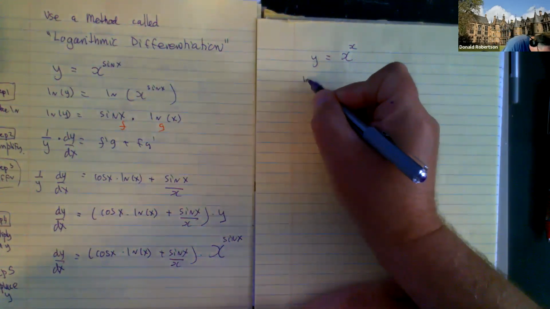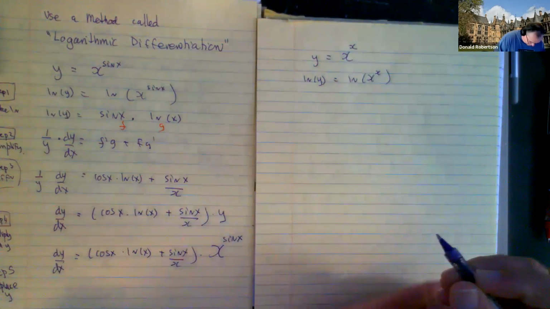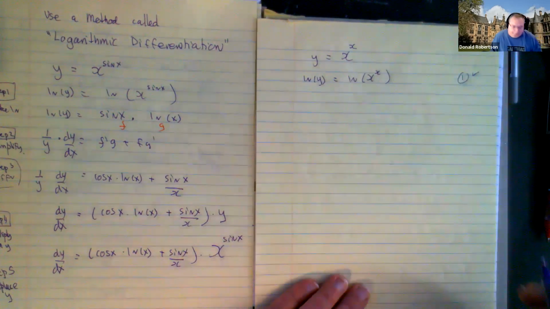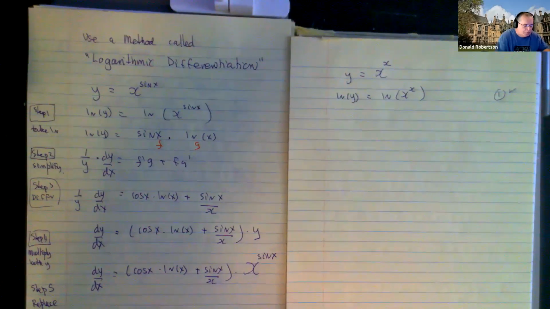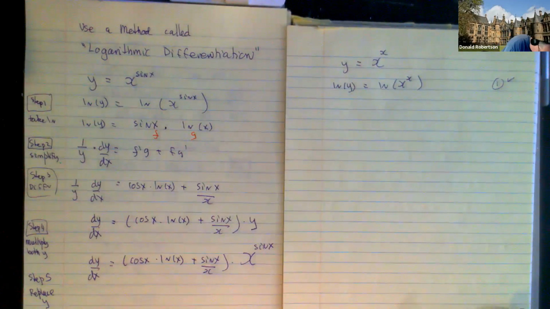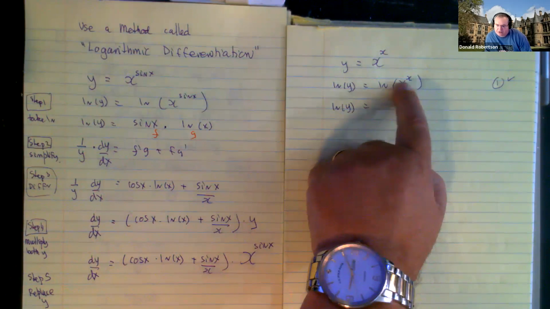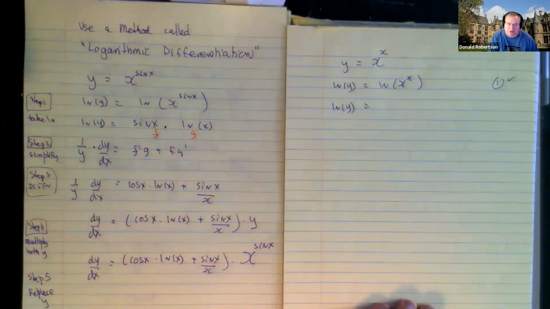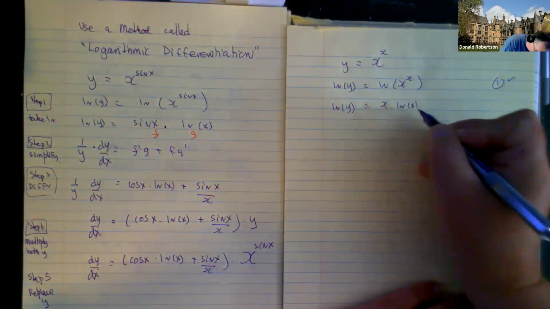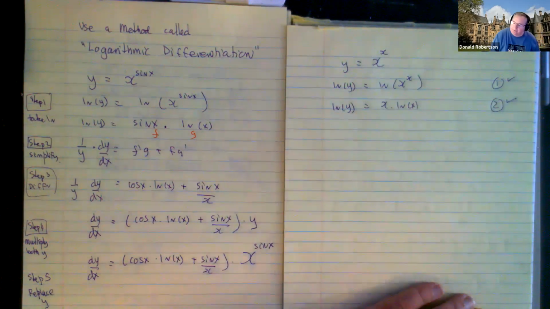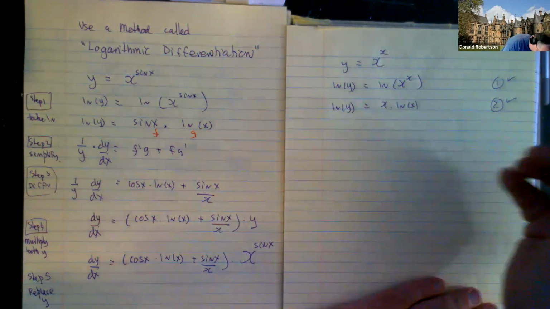Now, if I do my first step, I take the log of both sides. Done, right? So that's step one, check. My next step would be to simplify, and by that we always mean this side. Would you agree this is going to become x log x? So step two says simplify, check. Step three is differentiate. Well, implicit differentiation.